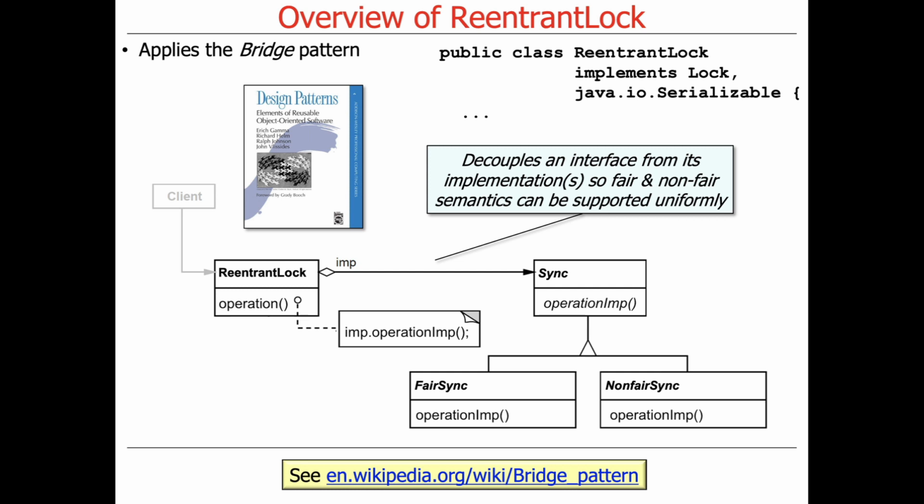And every time a method is called on ReentrantLock, it forwards to the appropriate method in either fair sync or non-fair sync, and the selection of these two things is done when the ReentrantLock is initialized, and you'll see how that works in a second. So, great example of the bridge pattern. Go Gang of Four.